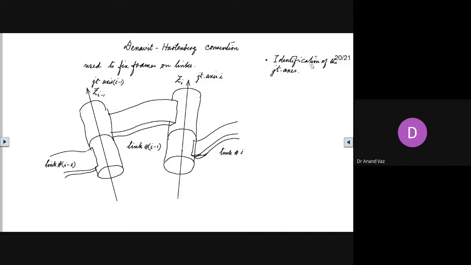Now, the whole discussion is based on how these joint axes are placed relative to each other. You can see that the joint axis Z i minus 1 is here and Z i is here, and they are separated by a distance. Not only that, you can also see that these two axes are not parallel. The orientation is different. So that means there is a twist between these two axes. They are skew relative to each other.